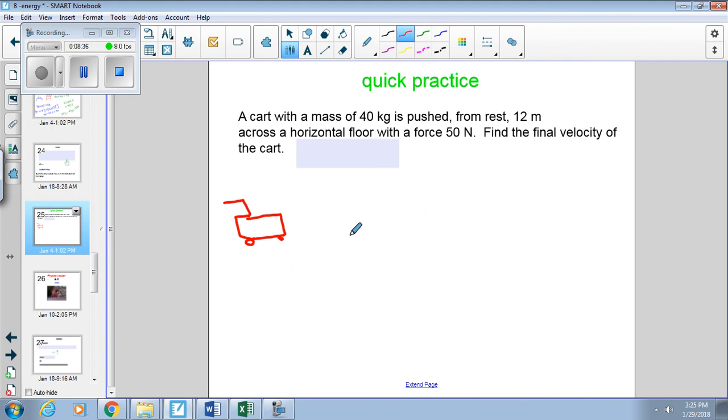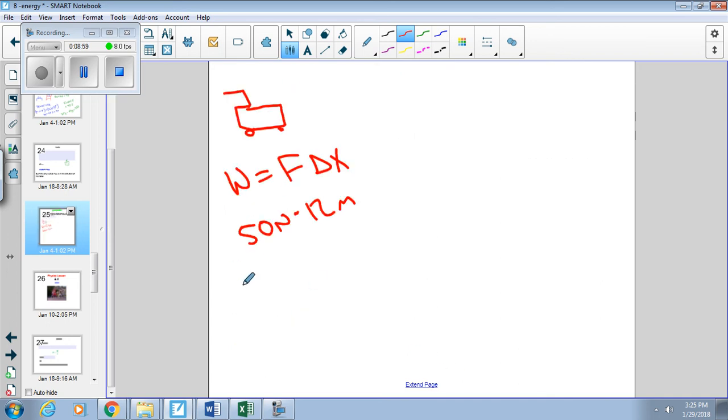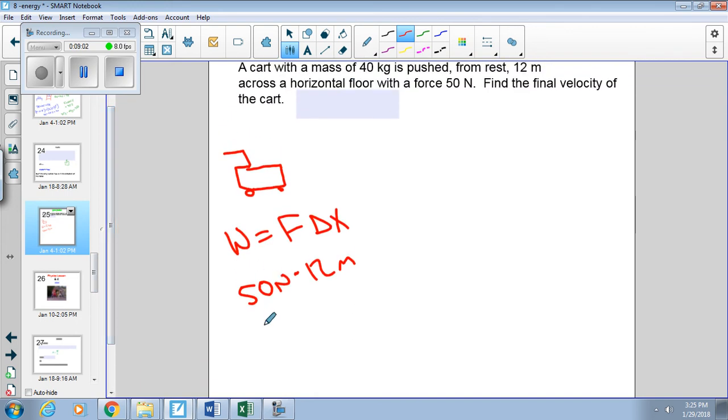Alright, so work equals force times distance. So our force is 50 newtons times our distance, which is 12 meters. So the work that is being done, our W, should be equal to 600 joules. But it's not asking for how much work we did. It wants to know our final velocity. So that's going to come back into, work also equals change in kinetic energy.